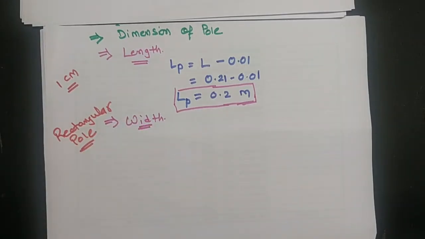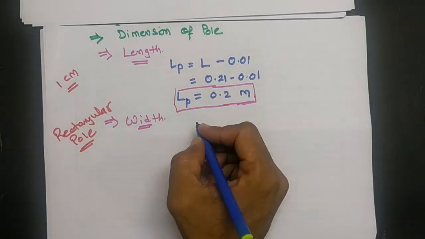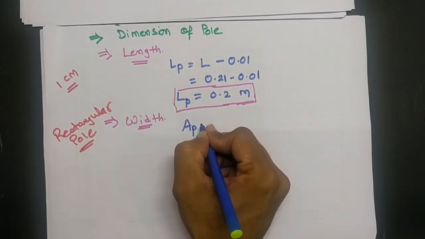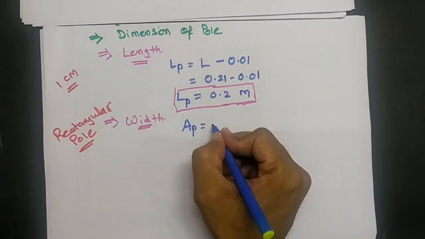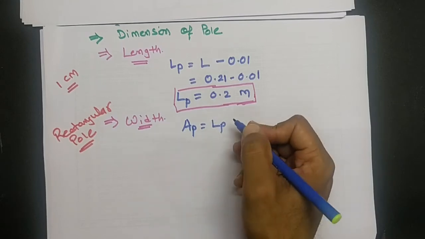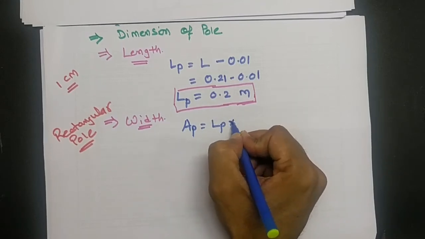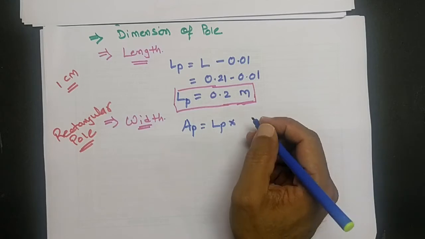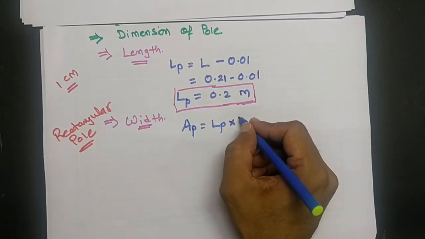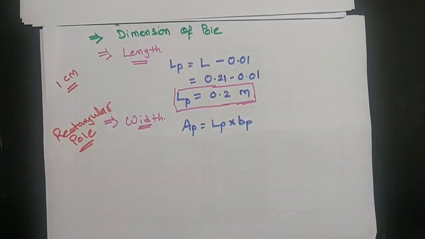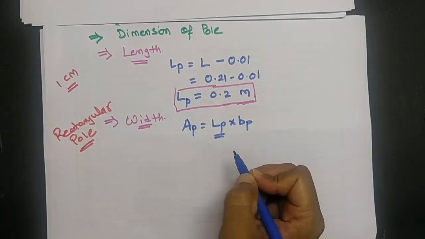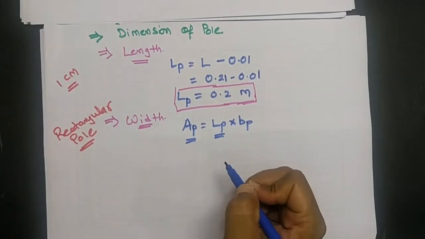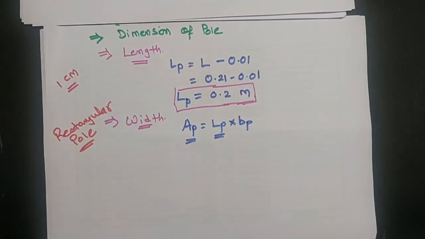In case of a rectangular pole, we know that area of the pole is length of the pole multiplied by width of the pole. Length we have calculated, so now we need to calculate area of the pole.